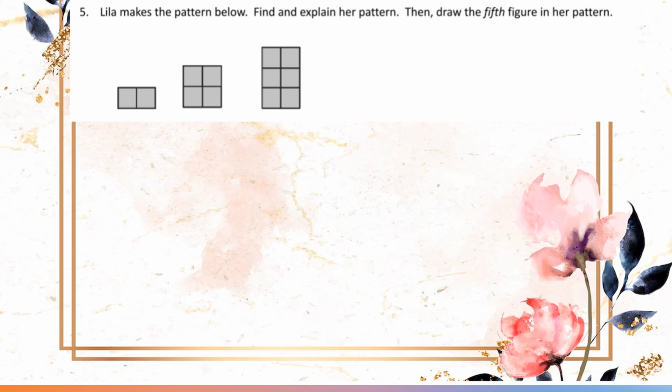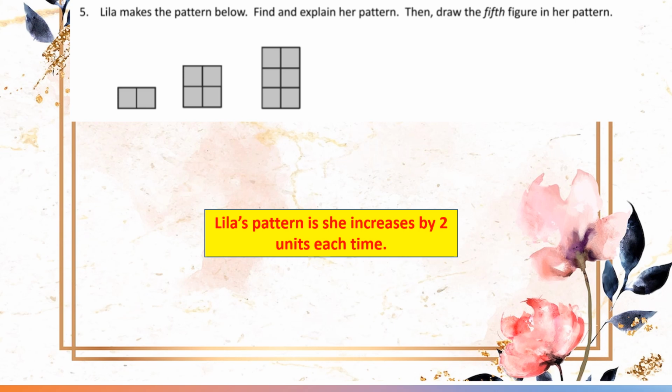So I notice that her pattern is increasing by 2, which means when I go to draw the 4th figure, because I have to draw the 4th figure to get to the 5th figure, then I just need to add 2 more. So 2, 4, 6. So that means that the 4th figure should have 8 units. So I'm going to draw 2, 4, 6, 8.